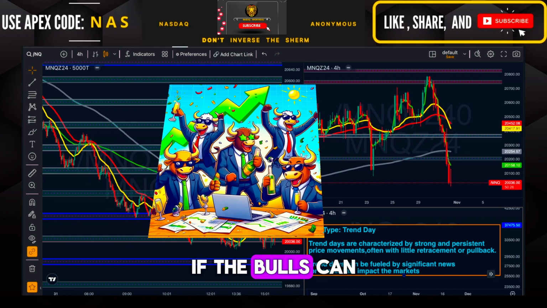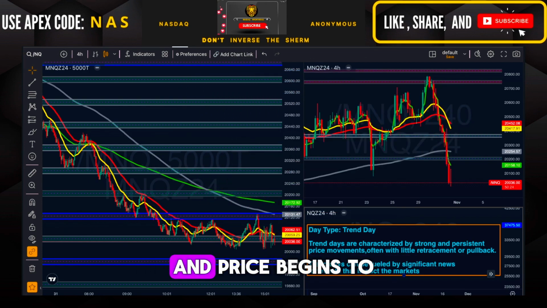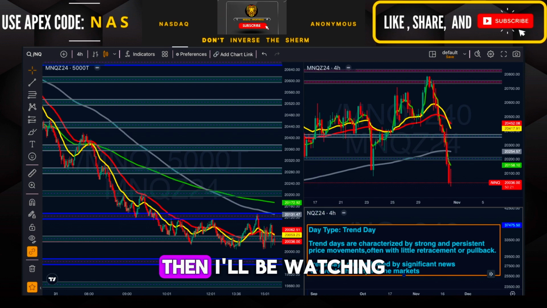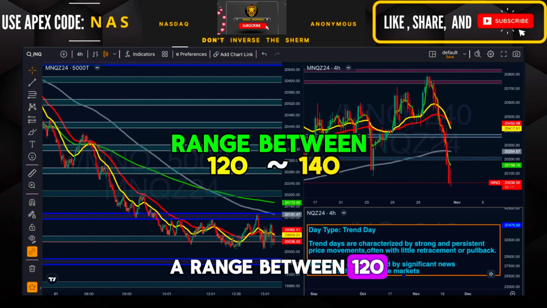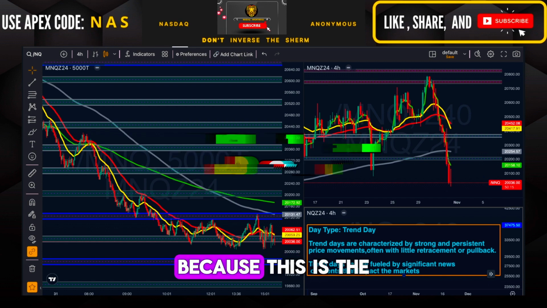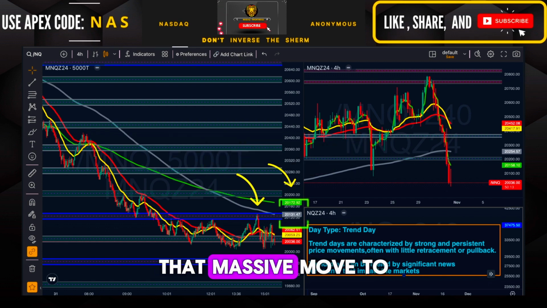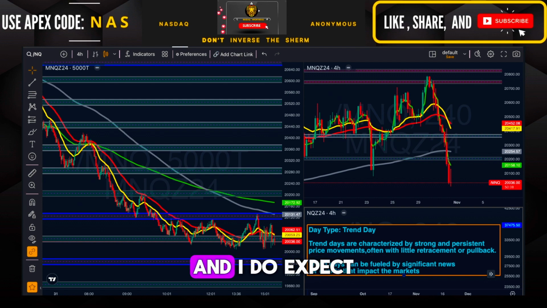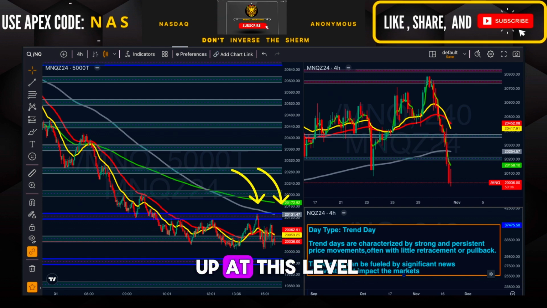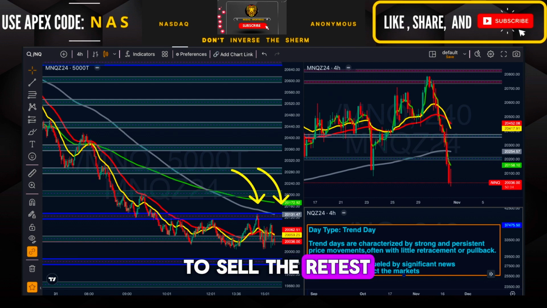However, if the bulls can regain control overnight and price begins to trade higher, then I'll be watching the reaction when price trades within a range between 120 and 140. Because this is the range where we saw that massive move to the downside going into the close of the session, and I do expect for bears to step up at this level to sell the retest.